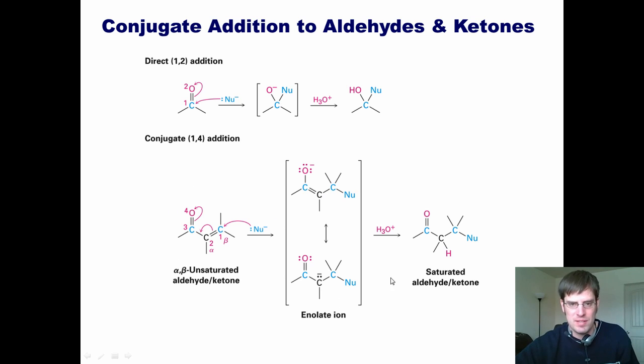This type of addition is not called 1,2 addition, it's called 1,4 addition. Because if we begin counting at the carbon that gets hit by this nucleophile, up to the oxygen we can count 1, 2, 3, 4 atoms. So when the nucleophile comes in at this position, we call it a 1,4 addition. This type of reaction is also known as conjugate addition.